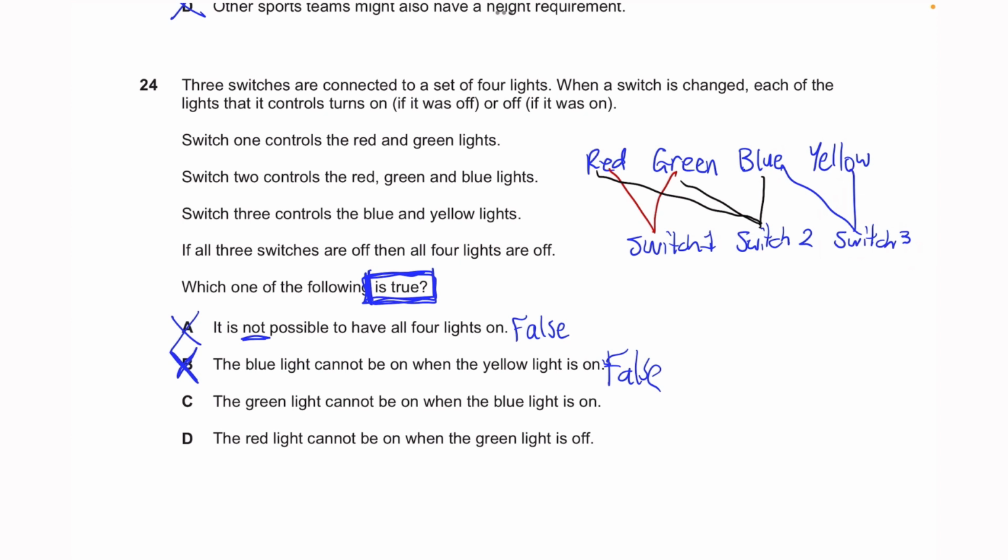Then let's have a look at number C. The green light cannot be on when the blue light is on. Well, that's also incorrect as well, because following the same logic as B, we can see that it does work, because we've got green and blue both being controlled by switch 2. And so that's why C is incorrect. C is also false, and we need to find out which one is true. So let's have a look at D, and let's confirm that that is the statement that's true, because if that's also false, then we've done something wrong.